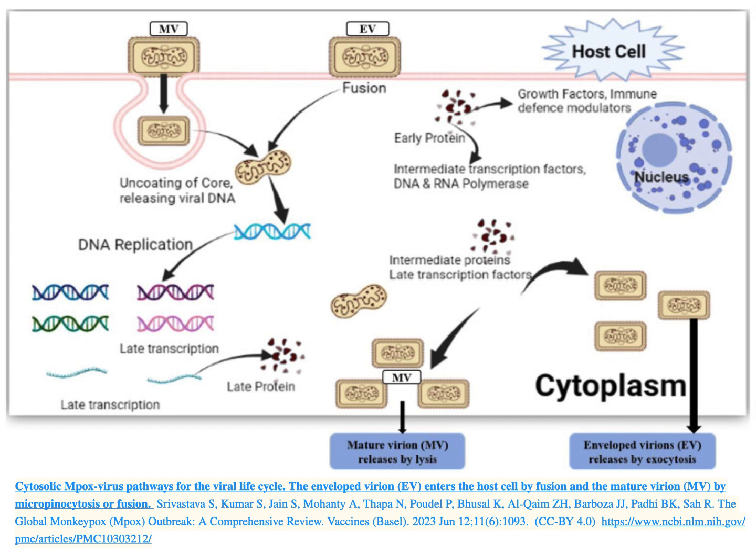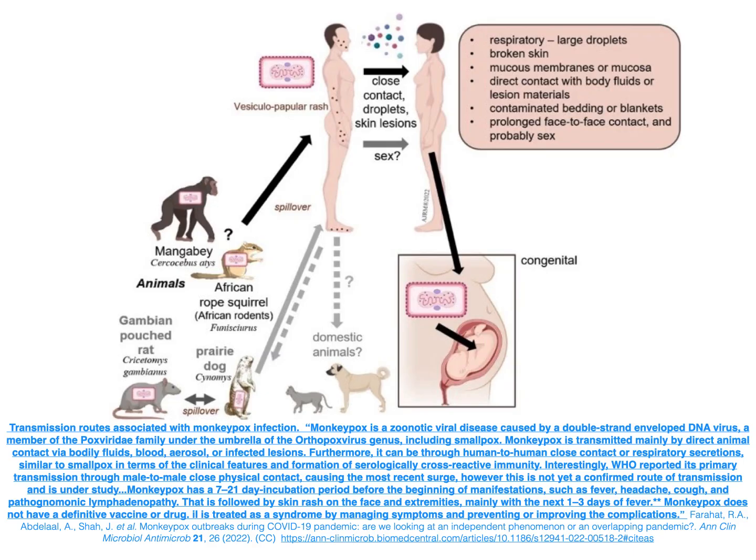Cytosolic M-pox virus pathways for the viral life cycle. The enveloped virion (EV) enters the host cell by fusion, and the mature virion (MV) by macropinocytosis or fusion. Transmission routes associated with monkeypox infections.